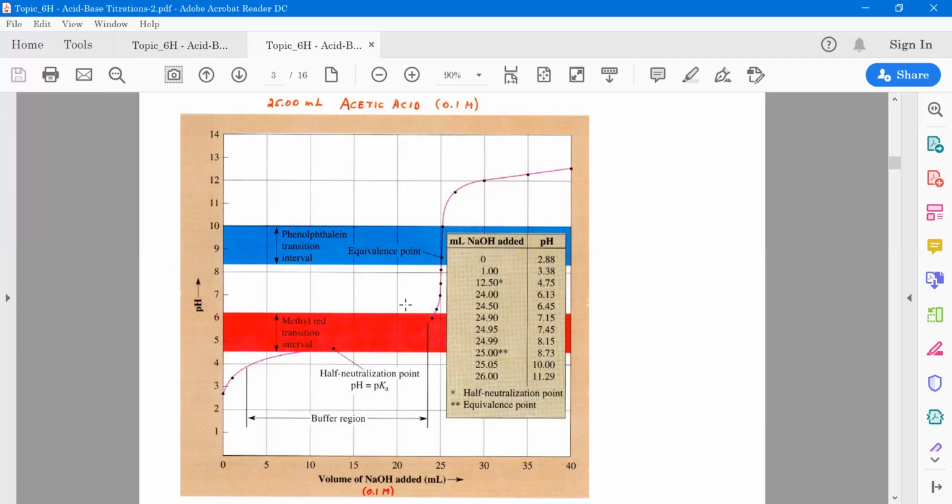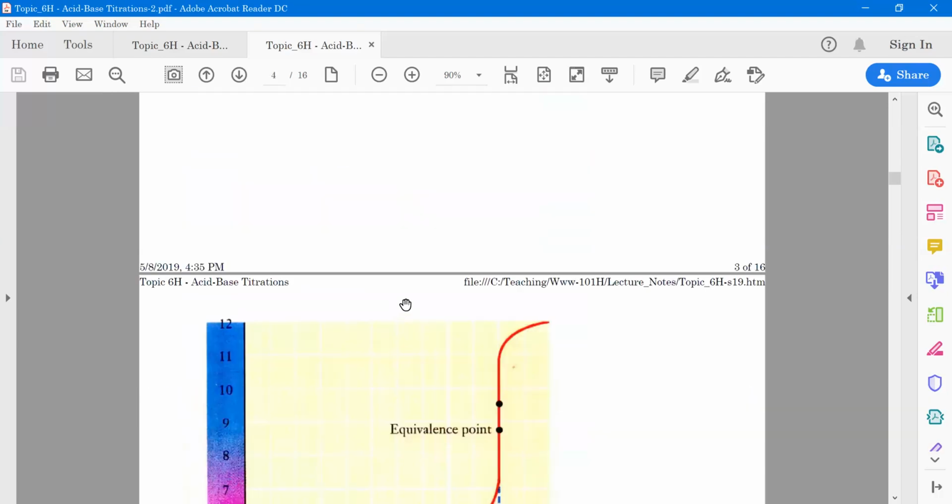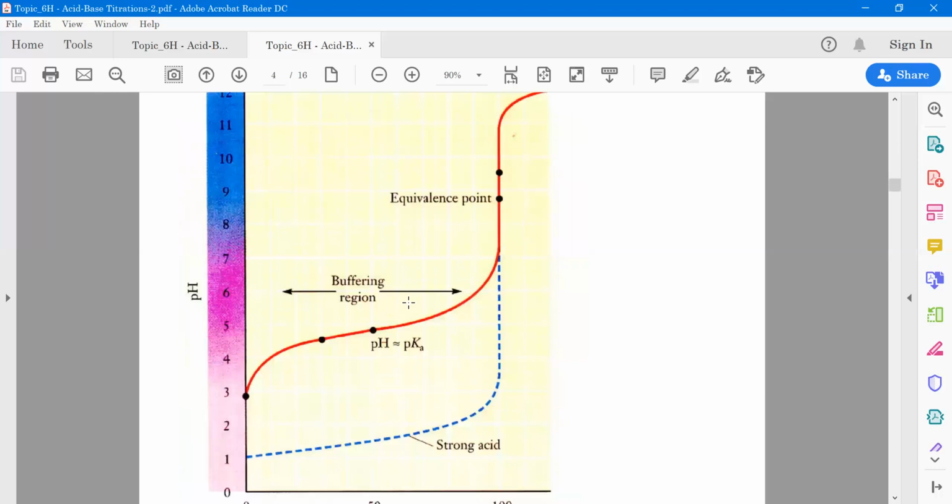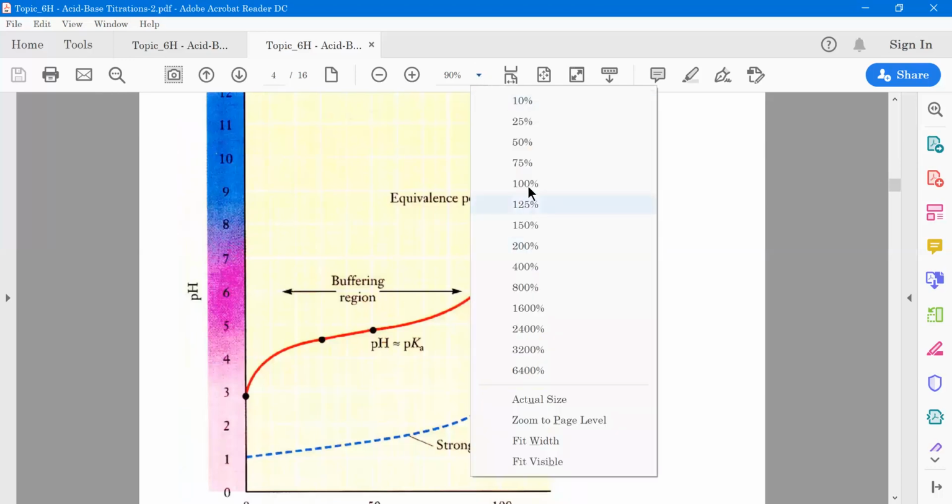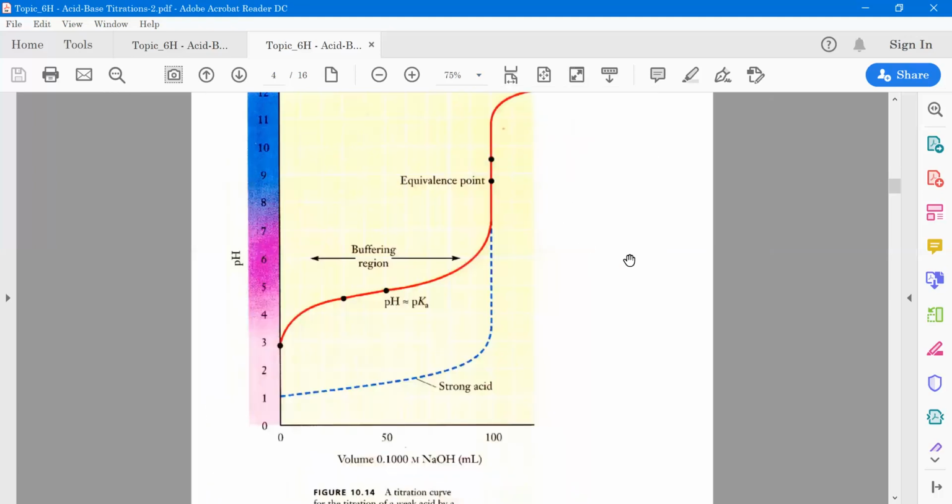So what about looking at how this compares now to, lower this a bit so we can see the whole curve.